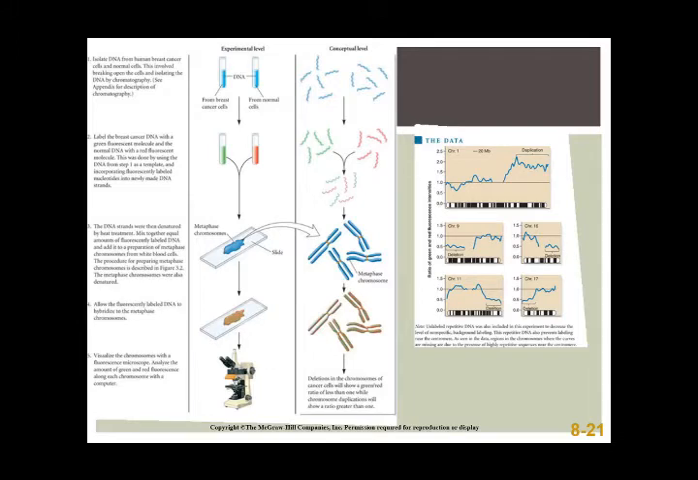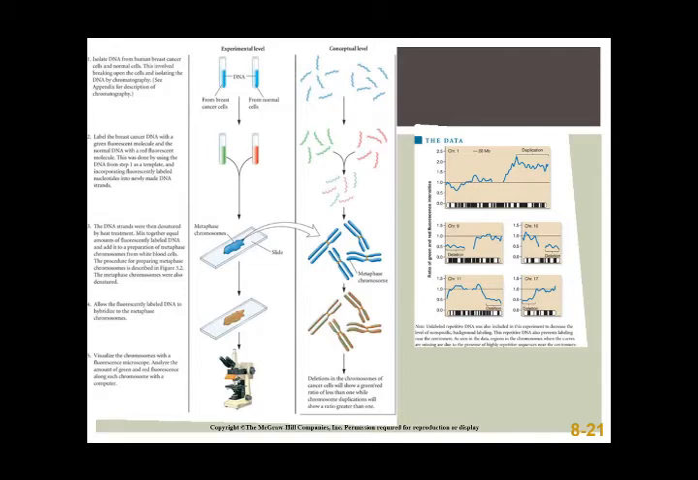Okay, first of all, isolate DNA from human breast cancer cells and normal cells. This involves breaking open the cells and isolating the DNA by chromatography. Next, number 2, label the breast cancer DNA with a green fluorescent molecule and the normal DNA with a red fluorescent molecule. This was done by using the DNA from step 1 as template and incorporating fluorescently labeled nucleotides into newly made DNA strands. Number 3, the DNA strands will then be denatured by heat treatment.